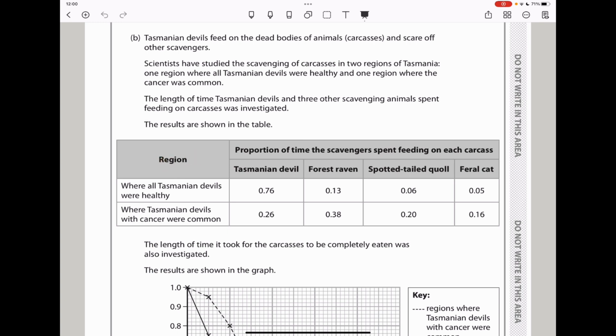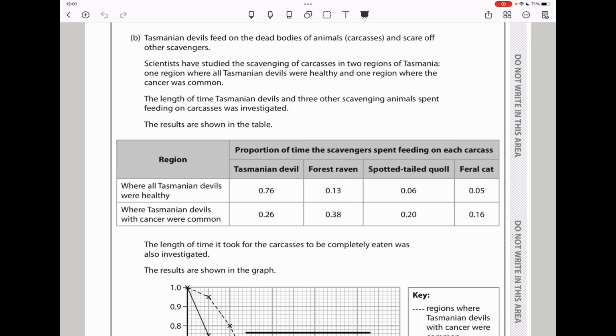They say region where all Tasmanian devils were healthy. We can see the proportion of time the scavengers spent feeding on each carcass. And then where Tasmanian devils with cancer were common. We can see in the regions where cancer is common, Tasmanian devils spend a little bit less time feeding in comparison to that. For the carcasses, scavengers spend less time feeding here in comparison to that. And in other regions, we can see for these ones here, that the other organisms spend a little bit longer in those cancer areas in comparison to where they are healthy Tasmanian devils.